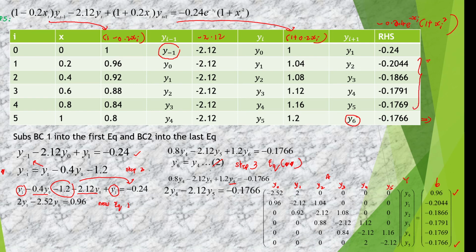These are equations 2, 3, 4, 5, which you can directly put into the linear system AY equal to B in matrix form. So the second equation, you read back this one. This is 0.96 y0. Start from y0. You can easily just copy down the coefficients. It will always be tridiagonal. Start with y0 0.96, followed by negative 2.12 y1, which refers to the second row in the table, and then 1.04 y2.